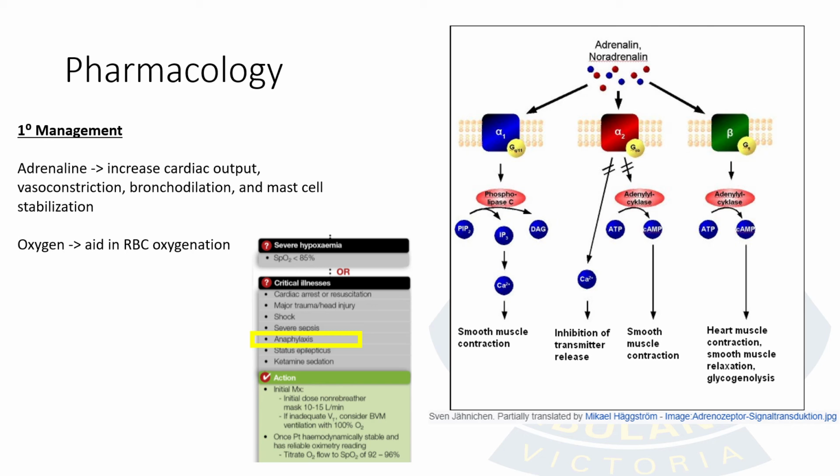Beta-1 adrenoceptor agonist action causes intracellular cyclic AMP to increase. The rise in cyclic AMP causes increased heart contractility. The beta-2 adrenoceptor agonist action causes increased cyclic AMP, resulting in smooth muscle relaxation, which results in bronchodilation. Adrenaline also prevents further mast cell degranulation by binding to the adrenergic receptors on the mast cell.